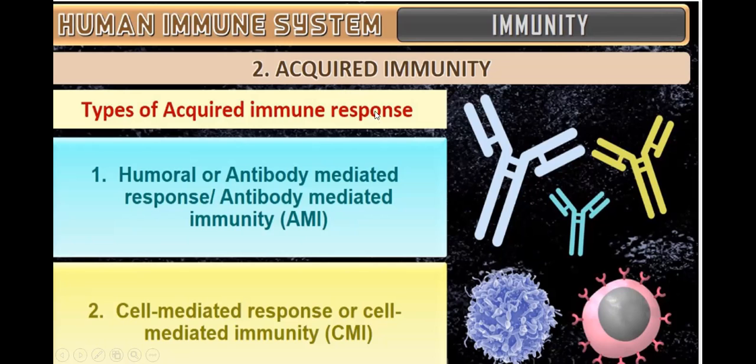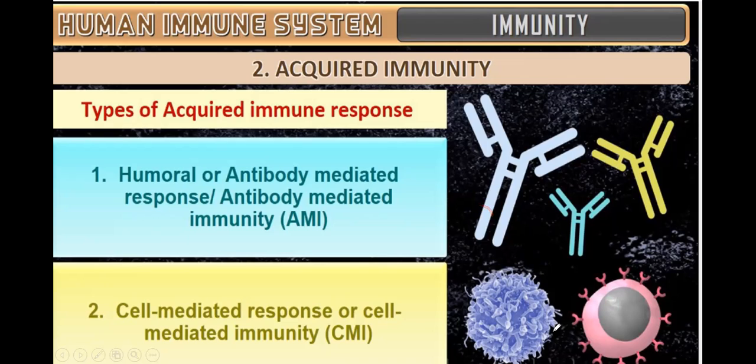Types of acquired immune response. Acquired immune responses are of 2 types. First, humoral or antibody-mediated response, or antibody-mediated immunity, also known as AMI. Second is cell-mediated immunity, that is CMI. In the humoral or antibody-mediated response, the B cell releases antibodies.